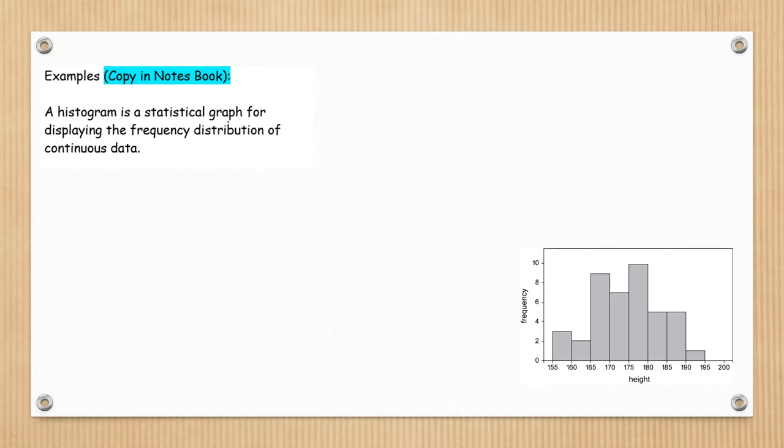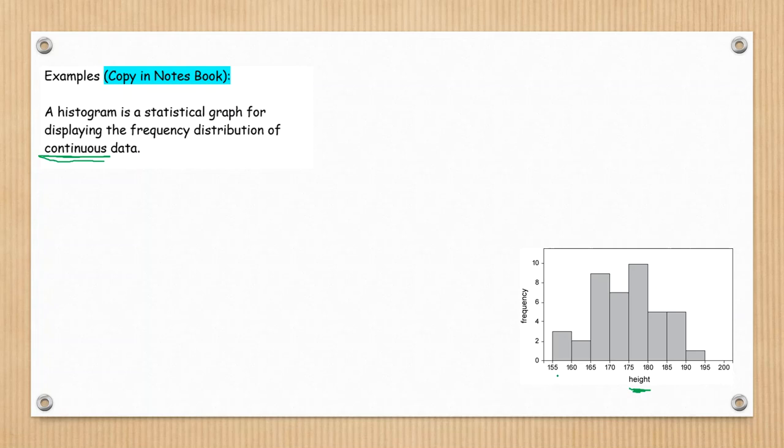A histogram is a statistical graph for displaying the frequency distribution of continuous data. Continuous data is things like heights, where we can actually measure more accurately. So our height could be 155, 155.3, 155.32. It just depends on the accuracy of the number that you write down.